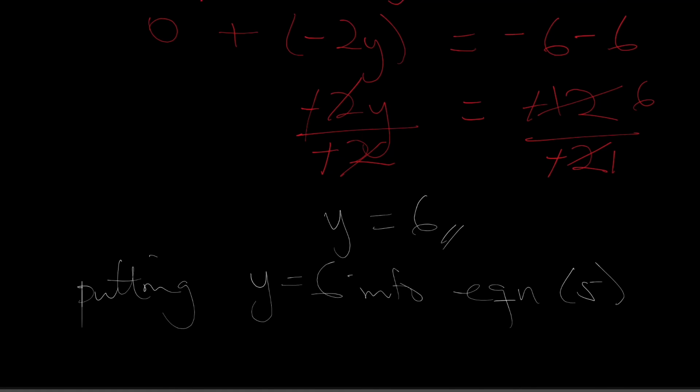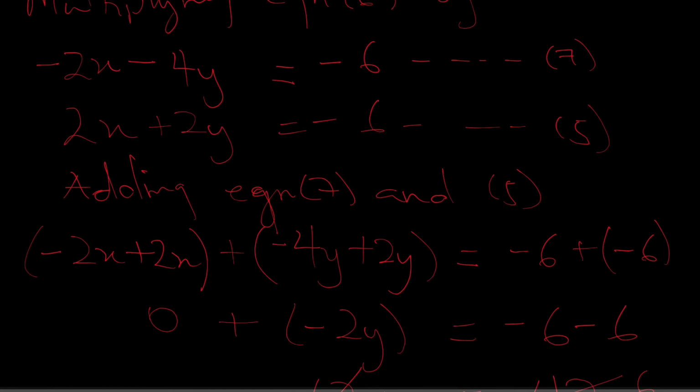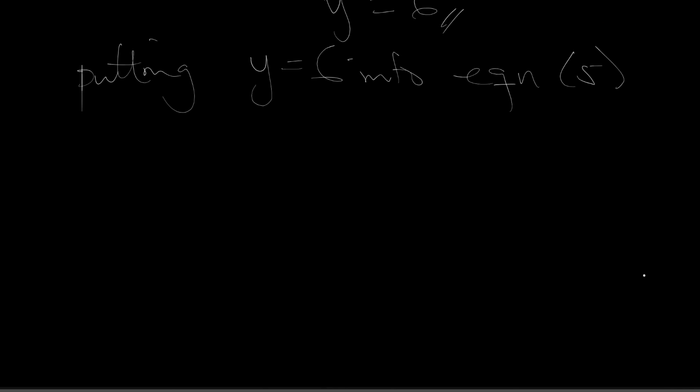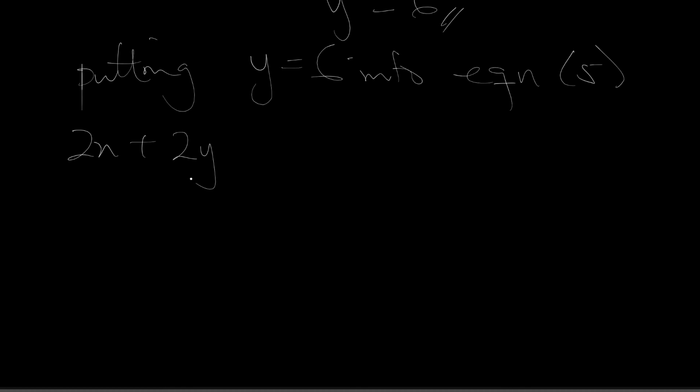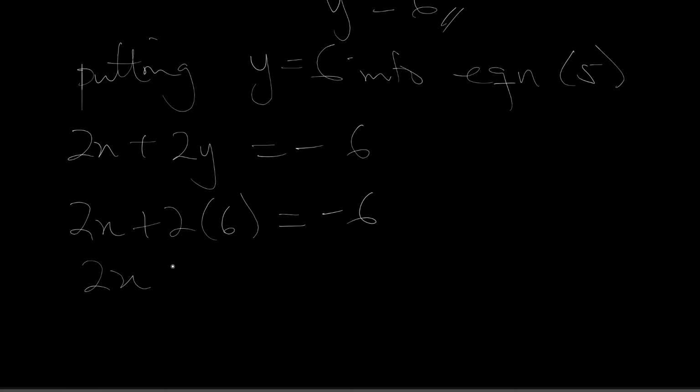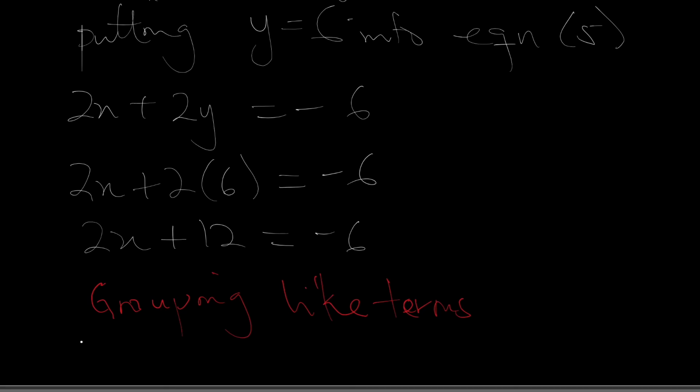So what is equation 5? Let's rewrite equation 5: 2x plus 2y is equal to negative 6. Now we know the value of y, so anywhere we see y, put 6. So 2x plus 2 times 6, which is 12, is equal to negative 6. We have 2x plus 12 equal to negative 6.